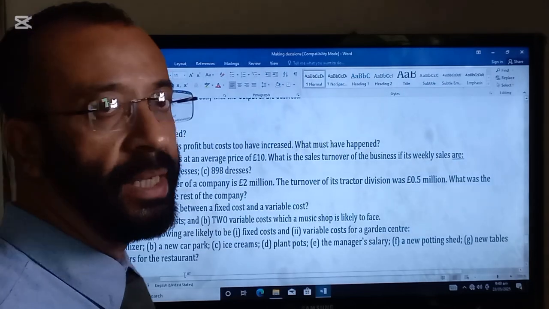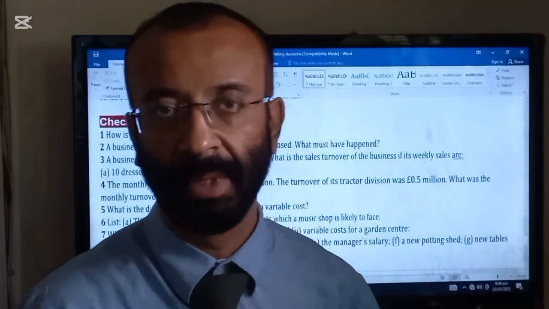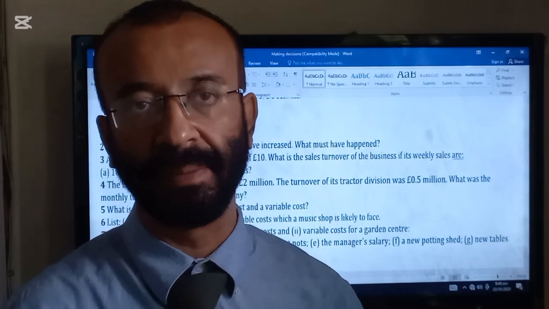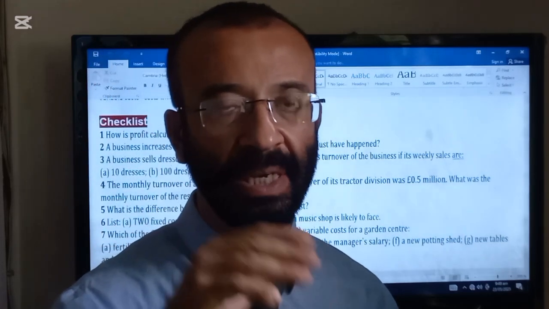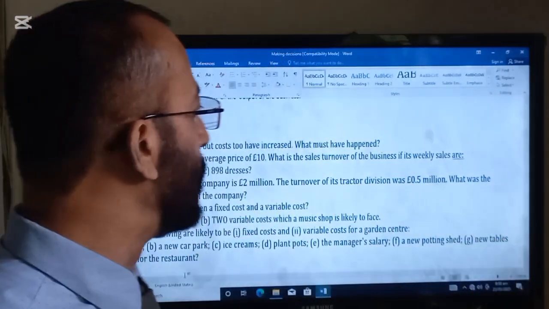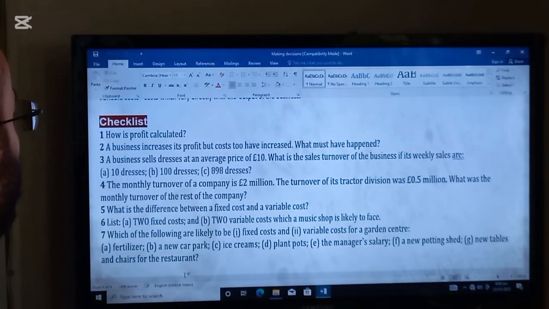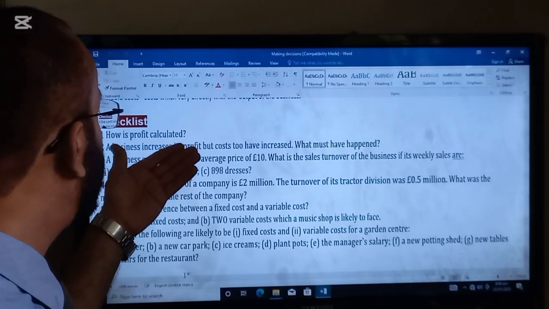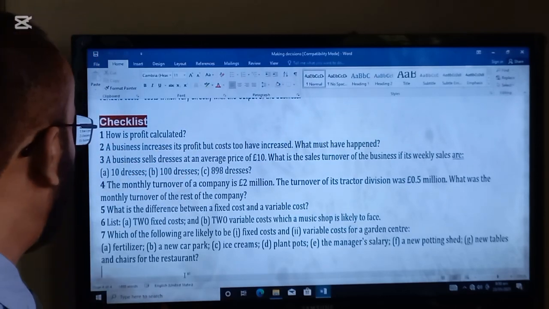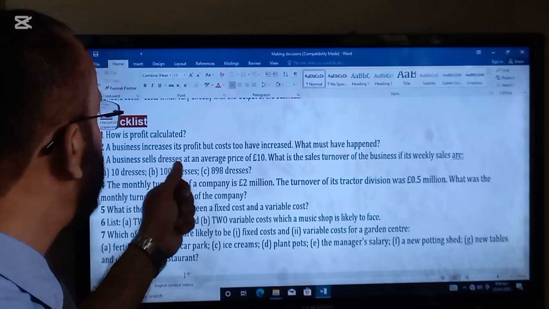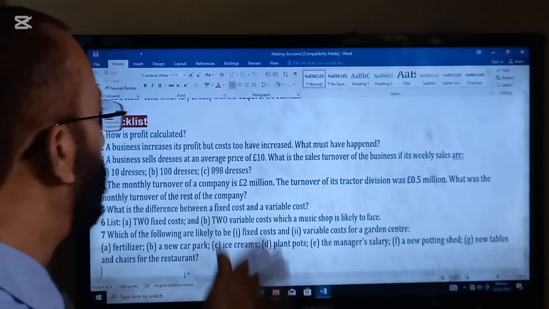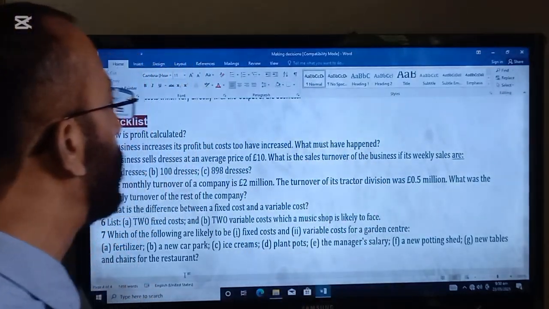And now, here is a test for you that will help a lot for your exams. So try to solve it, because these questions are actually from the lectures which you have studied. The first question is, how is profit calculated? The second question is, a business increases its profit but costs too have increased. What must have happened?